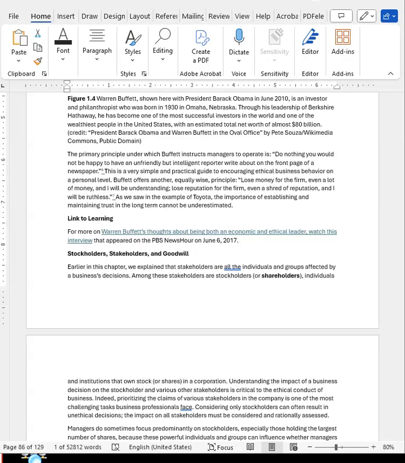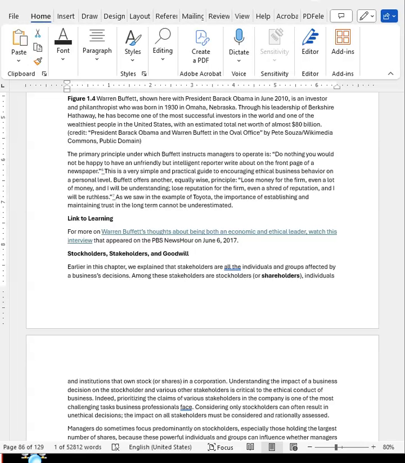The primary principle under which Buffett instructs managers to operate is: do nothing you would not be happy to have an unfriendly but intelligent reporter write about on the front page of a newspaper. 6. This is a very simple and practical guide to encouraging ethical business behavior on a personal level. Buffett offers another, equally wise, principle: Lose money for the firm, even a lot of money, and I will be understanding. Lose reputation for the firm, even a shred of reputation, and I will be ruthless.